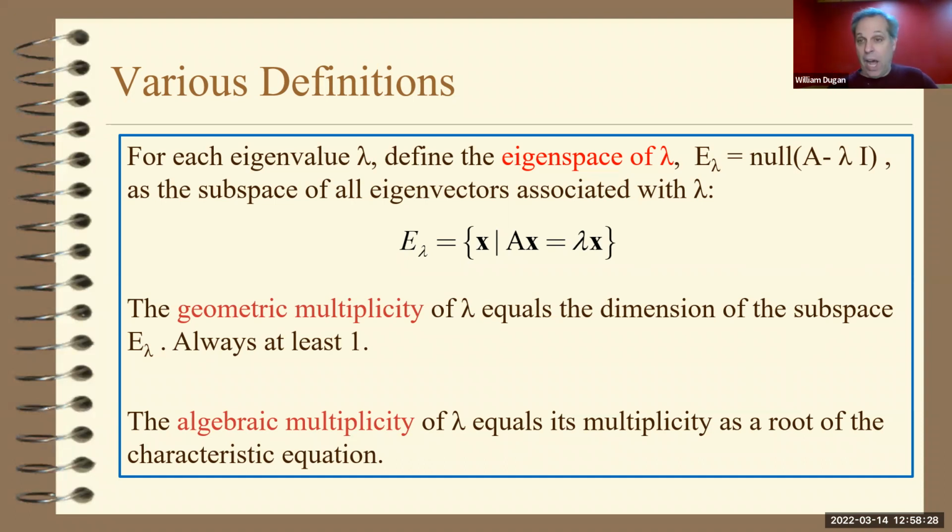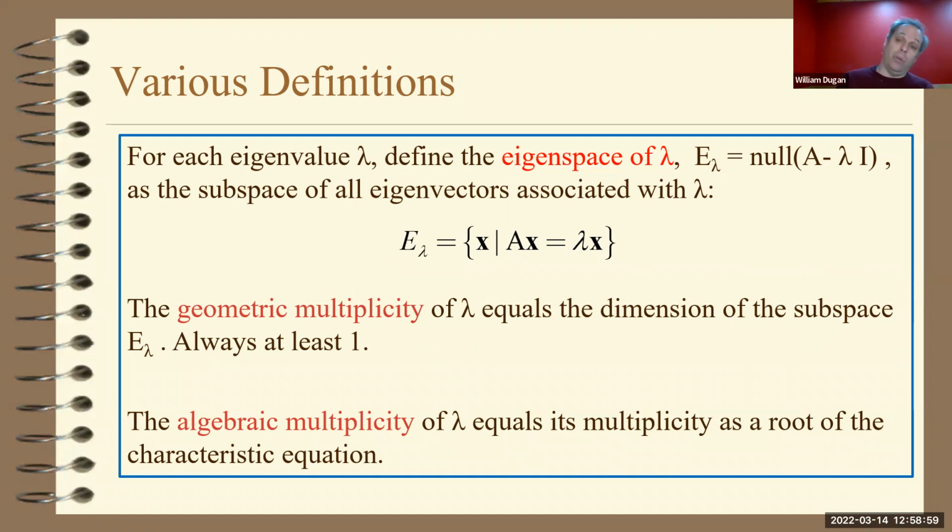Now, with every eigenvalue, we can associate two different terms. One's called the geometric multiplicity. That is just the dimension of the corresponding eigenspace. Since there's always at least one non-zero vector in an eigenspace, there's always at least one linearly independent vector in the space. And since the dimension is the maximum number of linearly independent vectors in a space, the geometric multiplicity is at least 1.